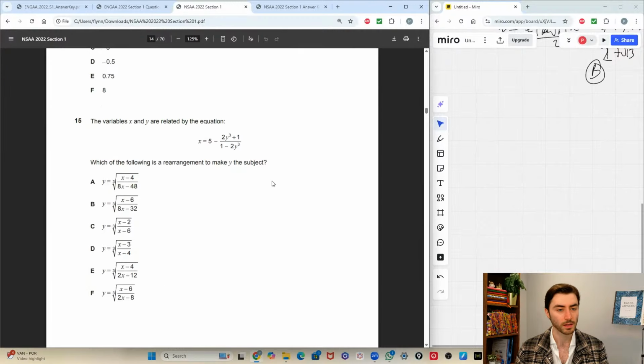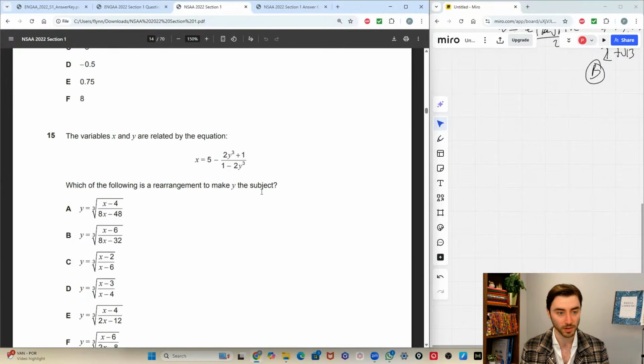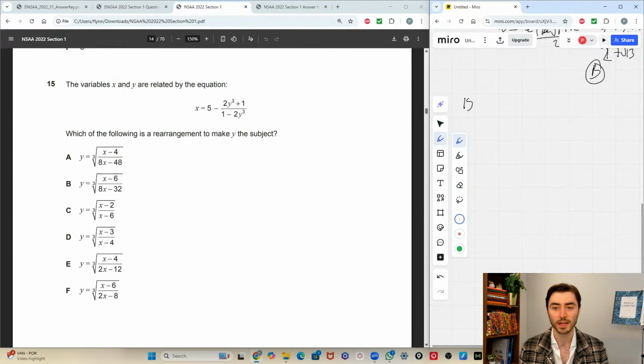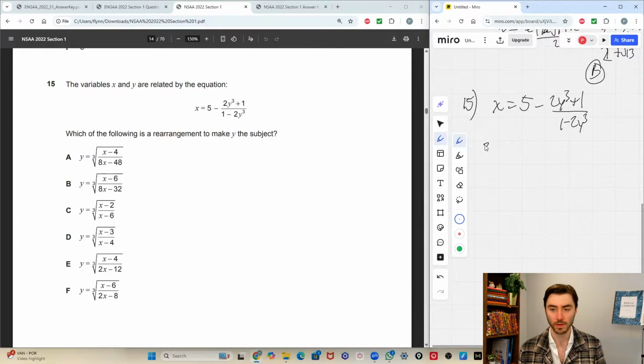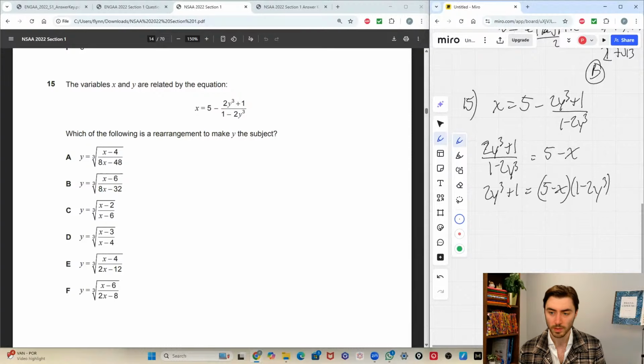Okay, so this, oh, brilliant. Okay, this is where I should probably have started because this is like, I got this. So 15. So x is 5 minus 2y cubed plus 1 over 1 minus 2y cubed. First thing I'm going to do is move this over. 2y cubed plus 1 minus 2y cubed is going to be equal to 5 minus x, not making a sign error. Multiply everything on one line. So 5 minus x into 1 minus 2y cubed, make y the subject. So 5 minus 10y cubed minus x plus 2xy cubed.